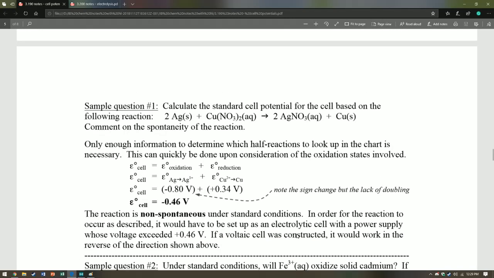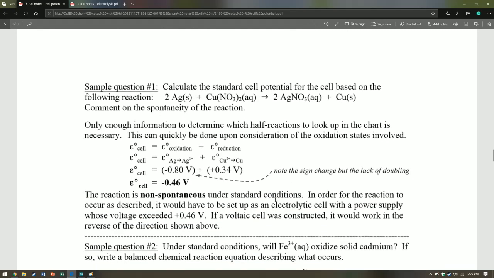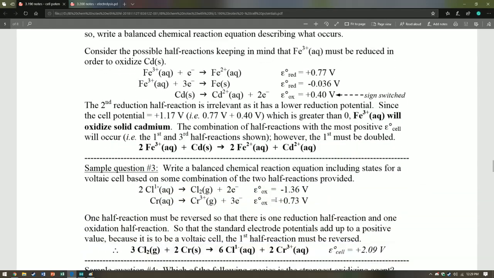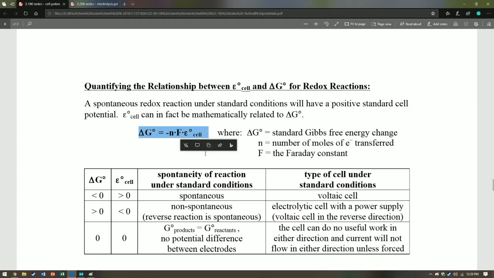Positive cell potentials are spontaneous and therefore have a Gibbs free energy change that is less than 0, and the inverse is true. However, we need a mathematical formula to relate the two, which we get here. The Gibbs free energy is equal to negative n times F times E, where n is the number of moles of electrons that are transferred in the redox reaction. F is the Faraday constant, which is given in your data booklet, and delta G is the standard Gibbs free energy change.